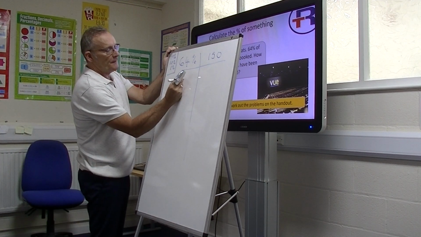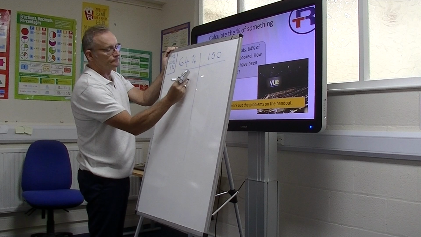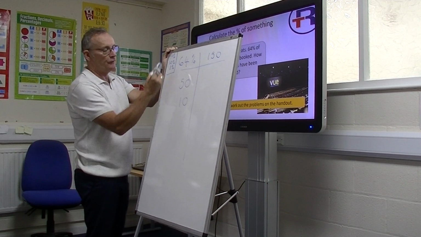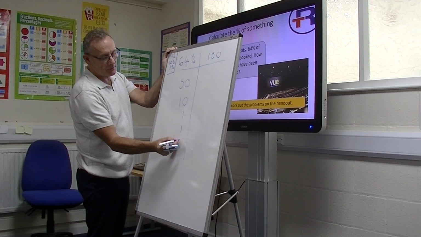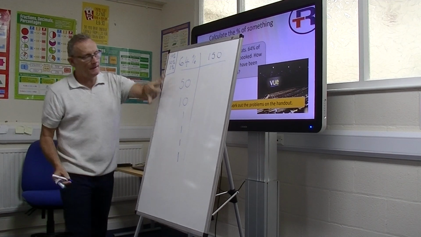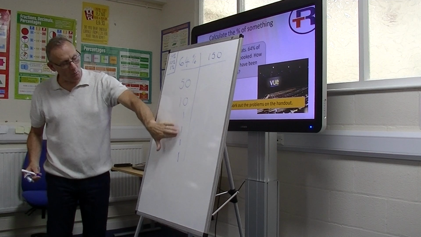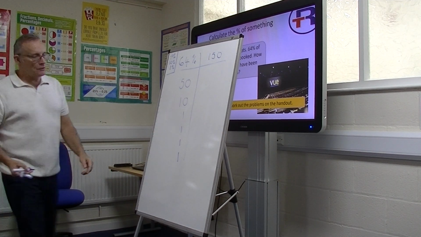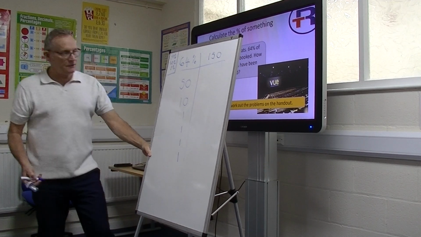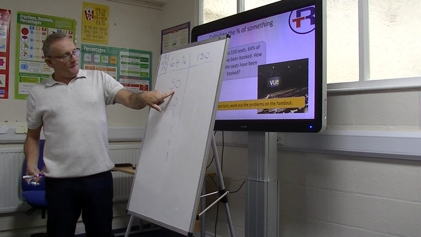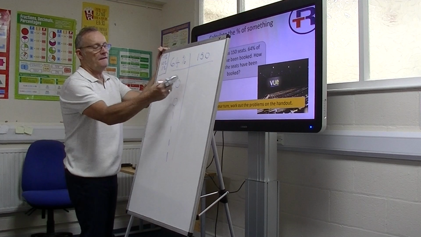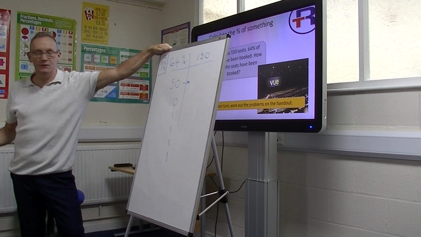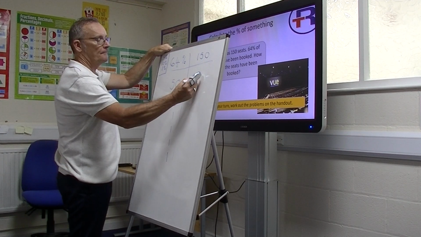So, 50, 10, 50 plus 10 is 60, and 4 ones, 1, 2, 3, 4. Yeah, they're the percentages, 50, 10, 1, 1, 1, 1. Adds up to 64. So now what I'm going to do, using just these percentages, I'm going to find out what 50% of 150 is. So that's a half of 150, yeah, which is 75.